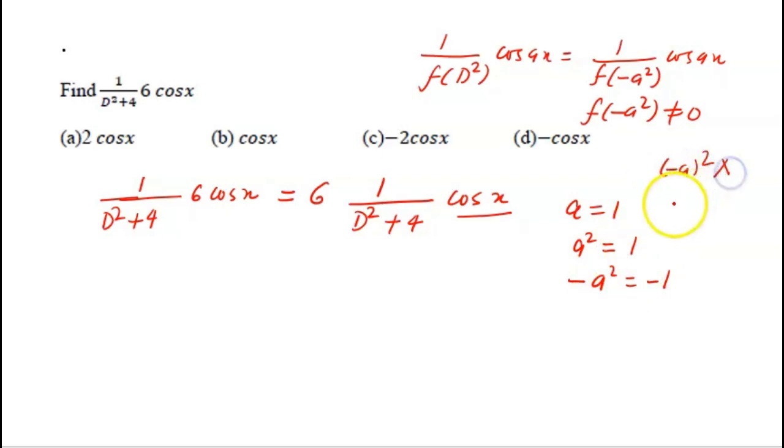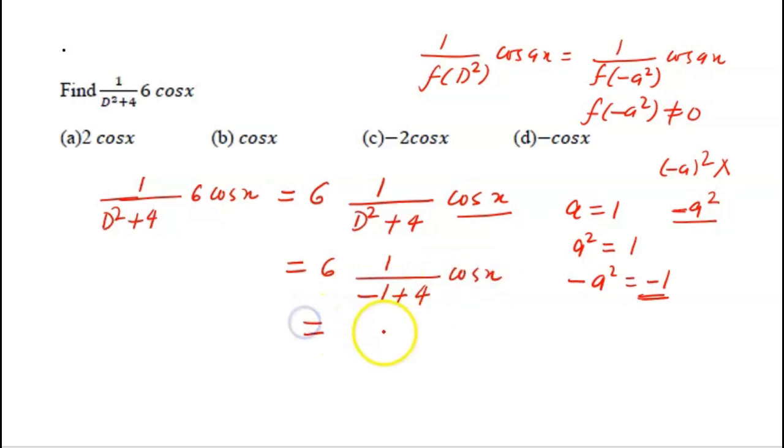No, it is not that. It is a square with a minus sign, right? So what is the value of a square with a minus sign? That is equal to minus 1. So the formula tells me that you replace the d square by minus a square, that is minus 1 in this case. So it will be minus 1 plus 4 cos x.